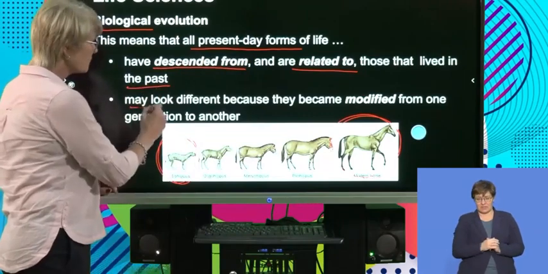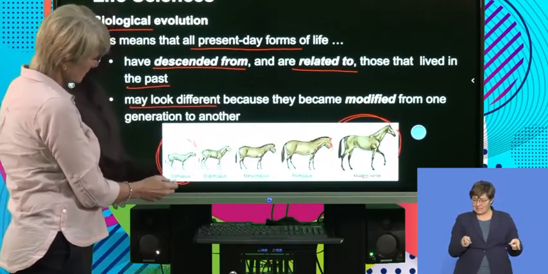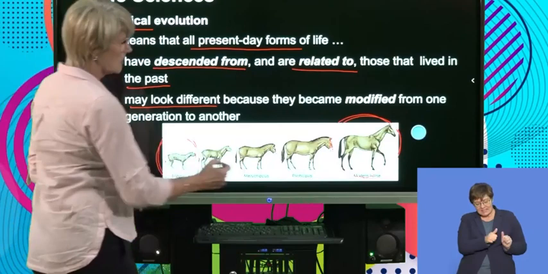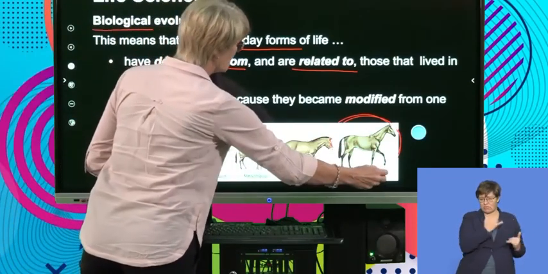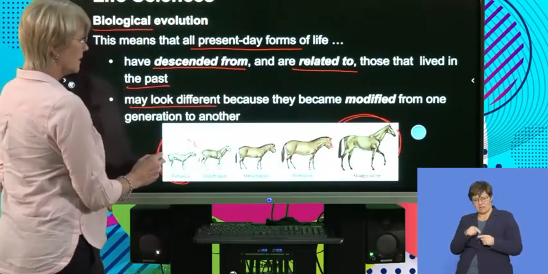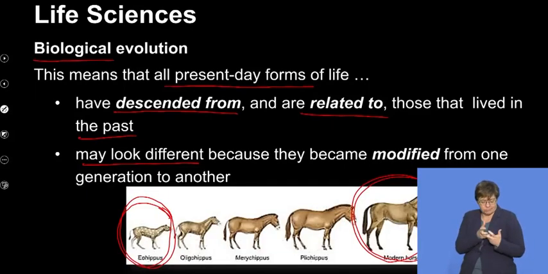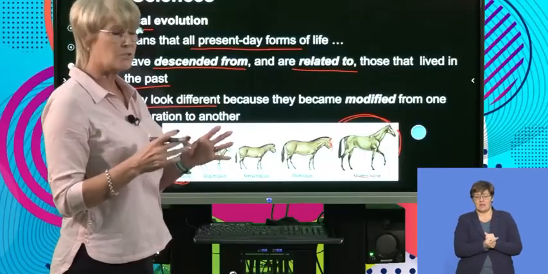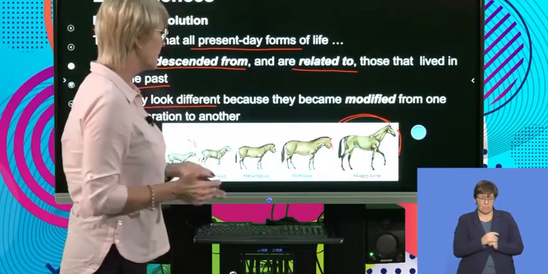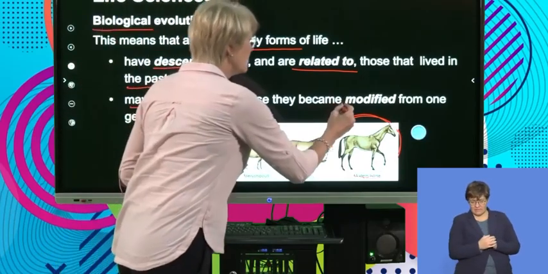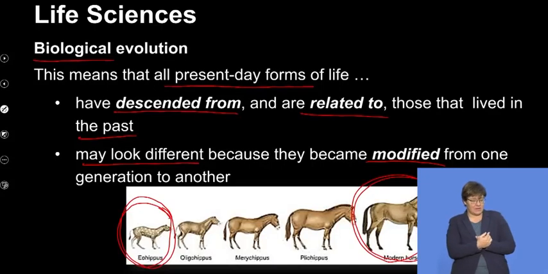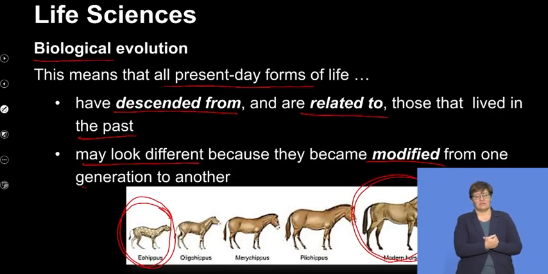They may look different, and we can see that here. So if we have a look at the first horse, and we look at what we know today as the horse, we can see they look different. Okay, and that is because they became modified. Right, and that modification took place in the form of mutation. So it was the genes that were modified. And because of that modification, they then look different from one generation to another.